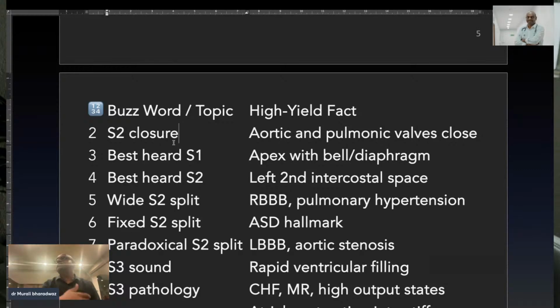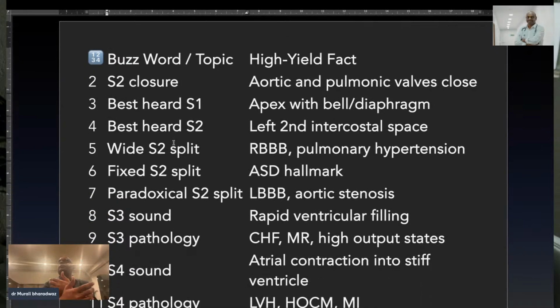S2 is heard in the left second intercostal space. Left second intercostal space is the pulmonic area for S2. Right second is the aortic area.